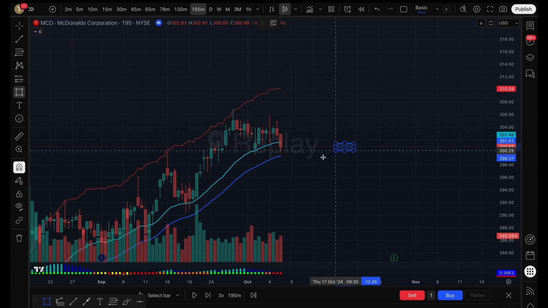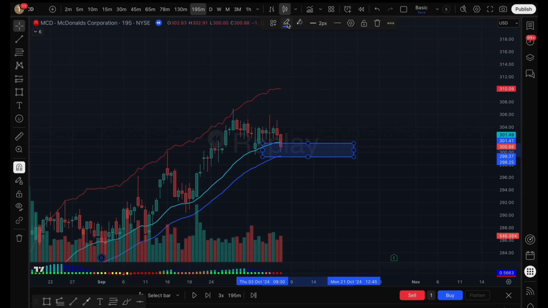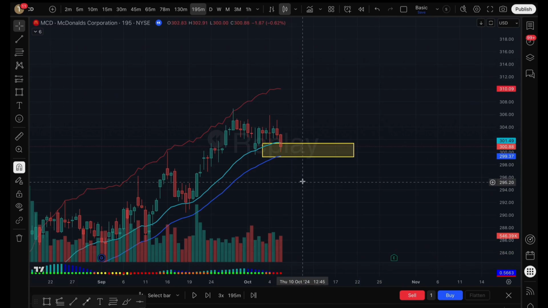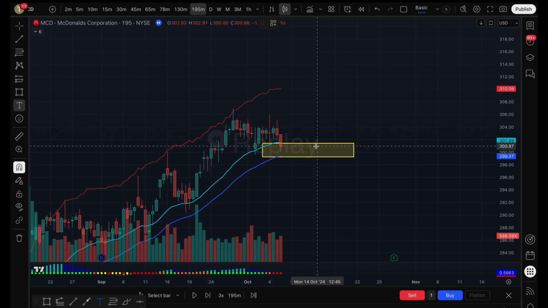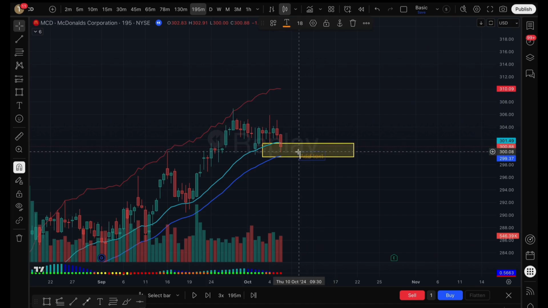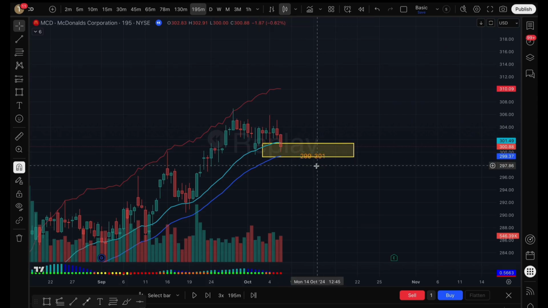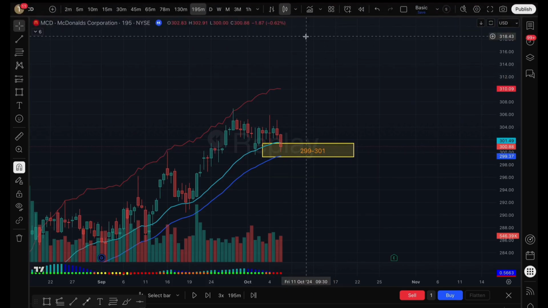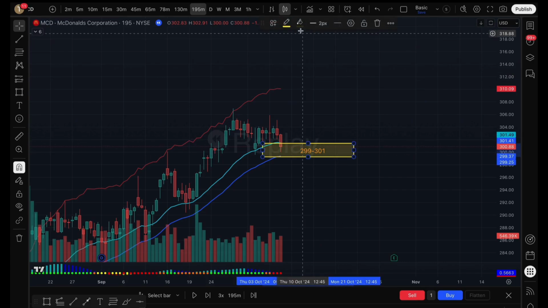I got my buy zone here. I'm gonna make this yellow. I like yellow. So that's my buy zone. Let's see, what is this? This is 299 to 301. So 299 to 301. Actually, the yellow is not too good with the orange text, so I'm gonna change this.